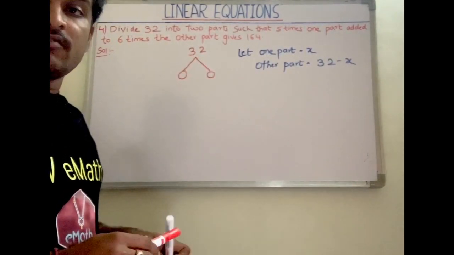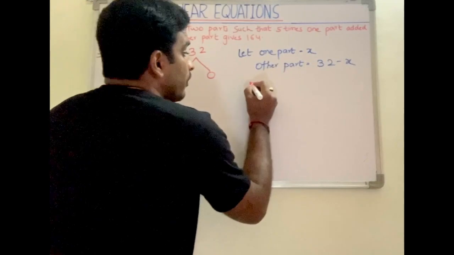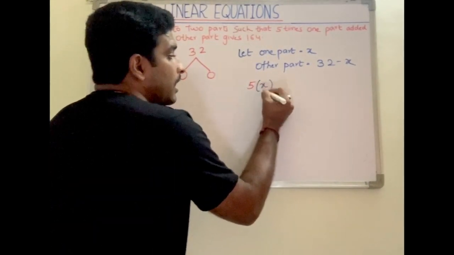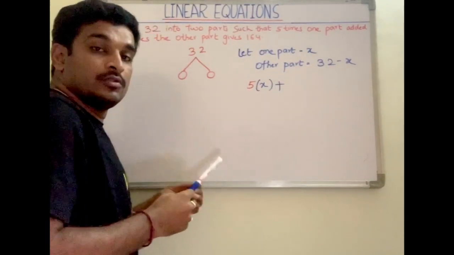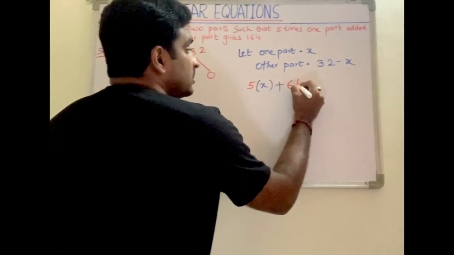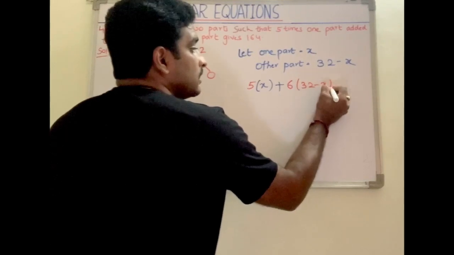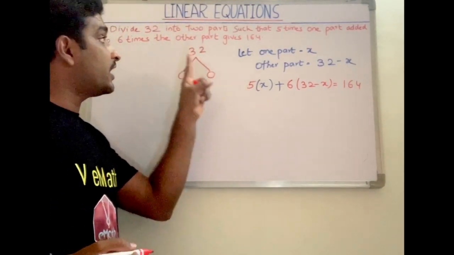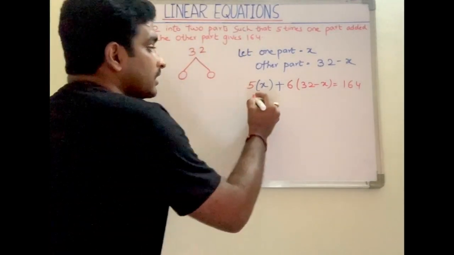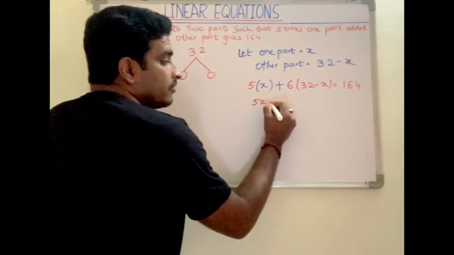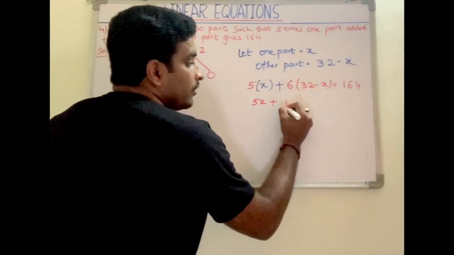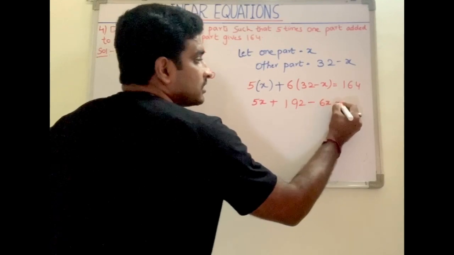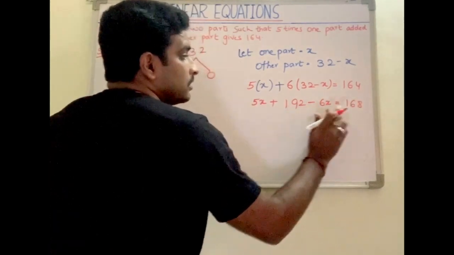Now they gave that 5 times one part added to 6 times the other part gives 164. This is the linear equation we will get from this question. Then 5 times x will be 5x, 6 into 32 will be 192, 6 into minus x will be minus 6x equal to 164.